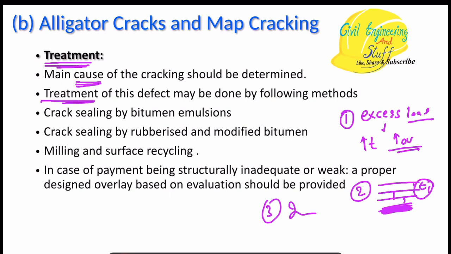But how can treatment be done? Crack sealing by bitumen emulsion. So in case of a low severity, the sealing of the crack can be done either through bitumen emulsion or through rubberized and modified bitumen.